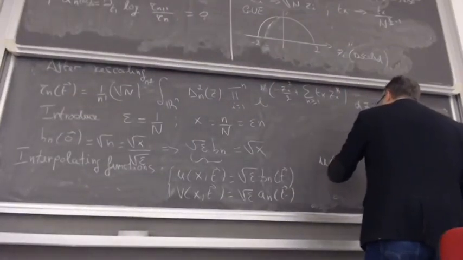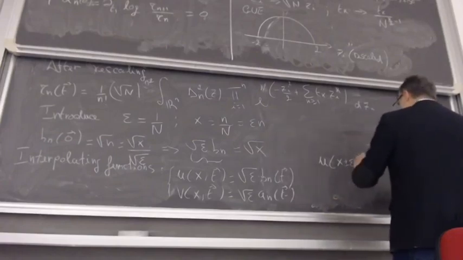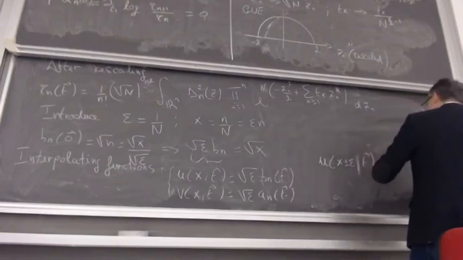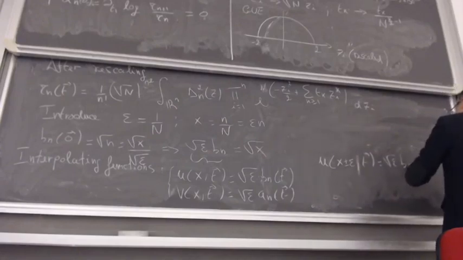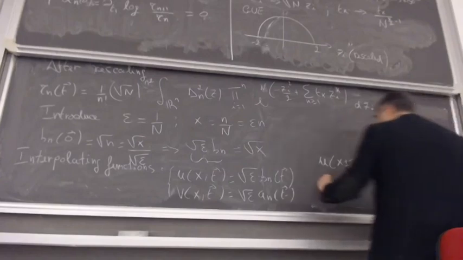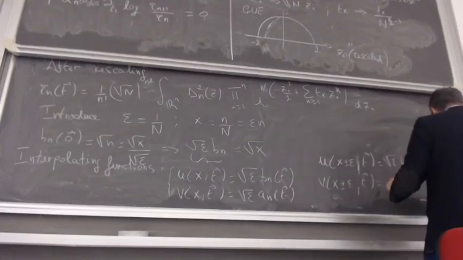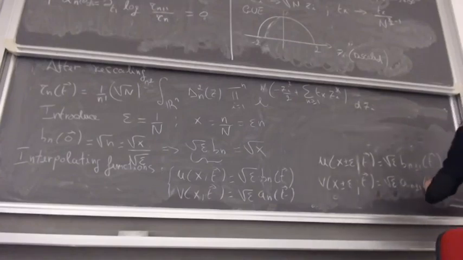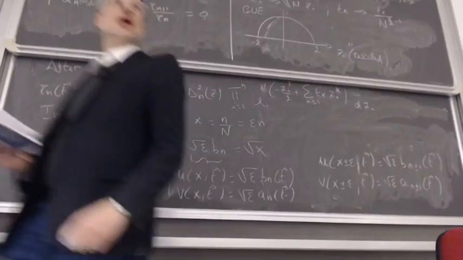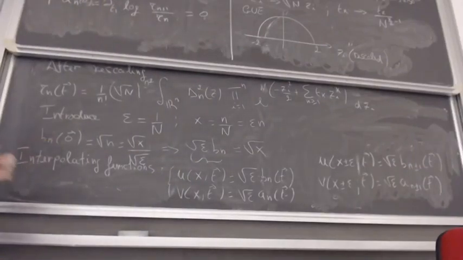And also, what do we have? The rule is that u of x plus or minus epsilon, if we shift x, we get the square root of epsilon b of n plus or minus 1 of t, and v of x plus or minus epsilon is similarly the square root of epsilon a of n plus or minus 1 of t. Of course, in the consideration about the rescaling, I don't look at a because the initial condition is identically 0, so it is already independent of epsilon.